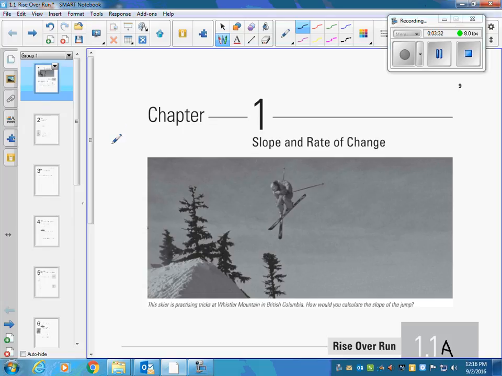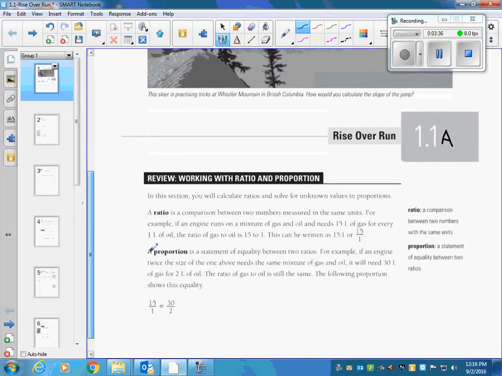So let's get started. 1.1, rise over run. Like I said, you probably had heard this with Mr. Thal, talking about slopes and stuff like that. Rise over run, it's just a ratio. It's a comparison between two numbers with the same unit. Okay, so for example, some machines require a mixture of oil and gas to run, like different handheld chainsaws and things like that.